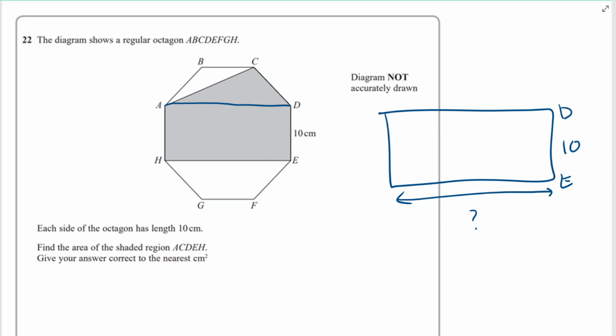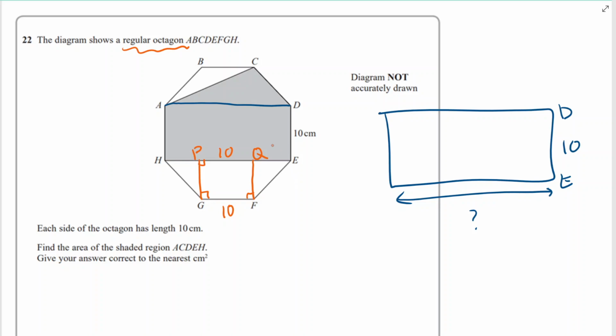Let's think. All right, so perhaps if we go back to the original shape, if we join these lines like this to make a rectangle, let me call that P and Q to talk about it more easily. Introduce notation. Okay, so what do we know about these shapes? Well, why do we know that this is 10 as well? Right, because we've got a regular octagon, all sides the same length, that's 10. Okay, it seems we don't know this length here. How can we find it out?